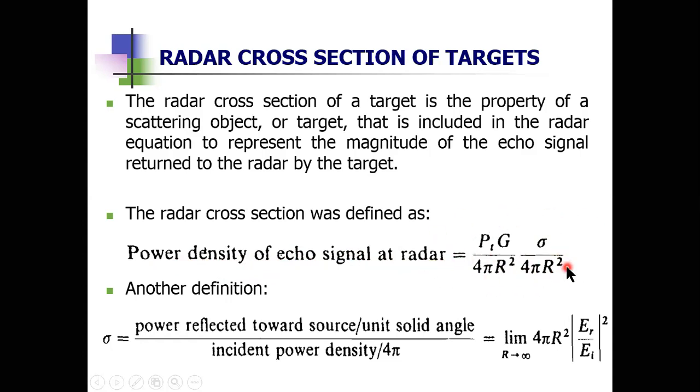So this is one definition, but there is still another definition of sigma. The meaning is the same, but the expression is: the power reflected towards the source, source meaning the radar, the transmitting antenna. So power reflected towards the source per unit solid angle, divided by the incident power density. I hope you remember what a solid angle is. This is divided by 4 pi, which is the solid angle of the entire sphere, right? So this is the expression. R is the range to the target, and the limit is R tends to infinity. ER is the electric field strength of the echo signal radiating back to the radar, and EI is the electric field strength incident on the target, right? So I hope you have understood this.